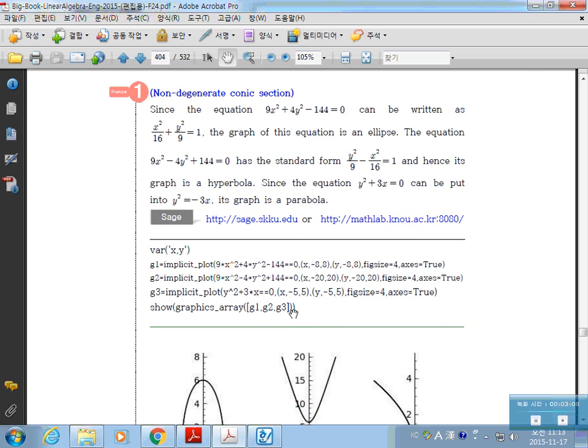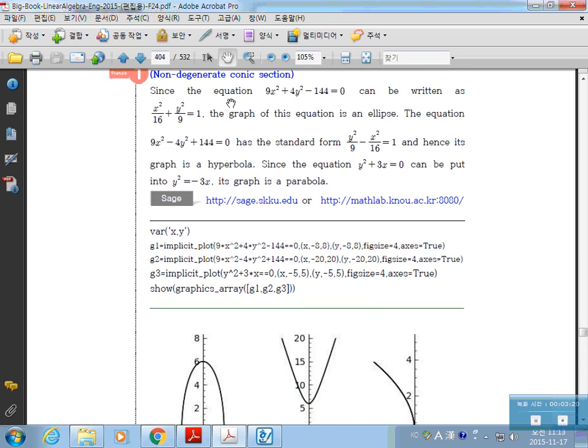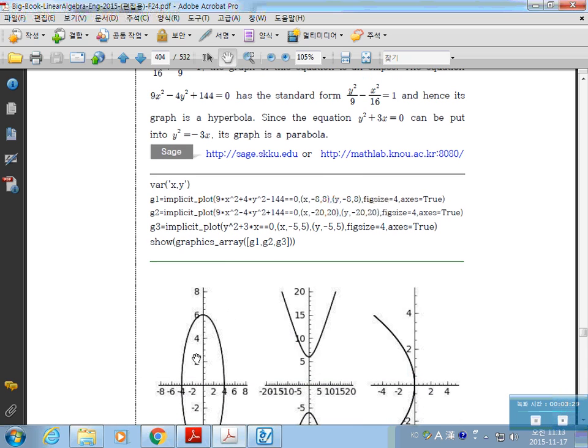Okay, the other cases. So, non-degenerate conic sections. We're going to analyze the graphs that you just saw. Since the equation 9x squared plus 4y squared minus 144 can be written like this, the graph looks like this.